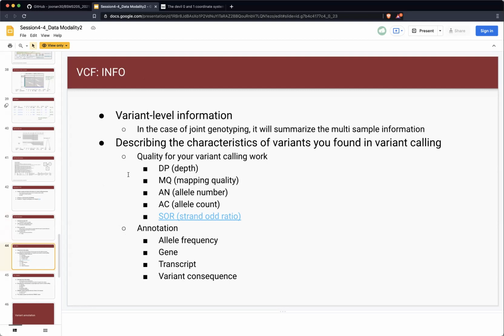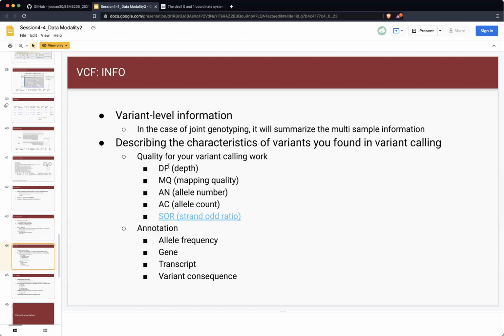We have two columns describing the variant and genotype quality. The first column is the INFO, which is the variant-level information. In the case of joint genotyping, it will summarize the information from multiple samples. And it describes the characteristics of variants you find in the calling process, right? So it includes quality metrics like depth or mapping quality, allele numbers or allele counts.